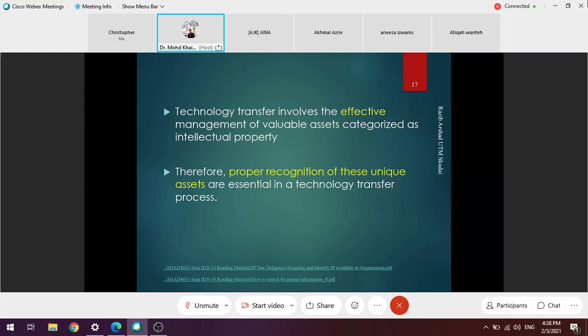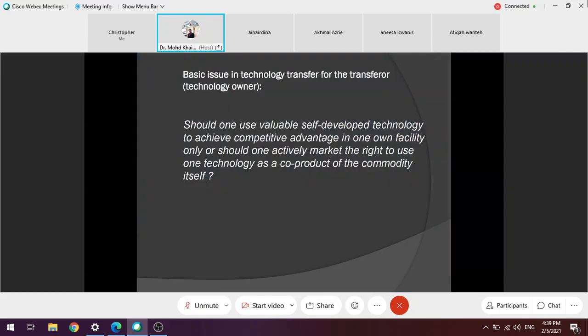Whenever you have good teams with you, a legal team in your company, an advisory team from the research university, advisory teams from the academics, from the industry, and so on, you will have a complete and strong team. So this is the most vital part of the technology transfer scope before you can proceed to transfer your technology to the receiver of the technology. Therefore, proper recognition of these unique assets is essential in the technology transfer process, all right?